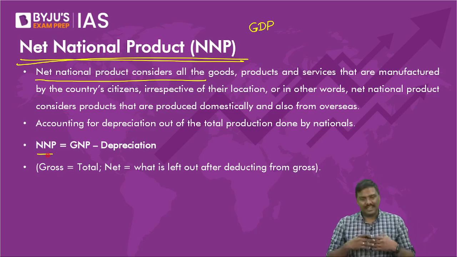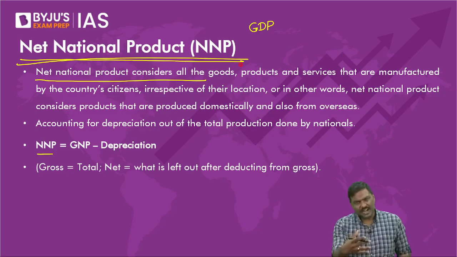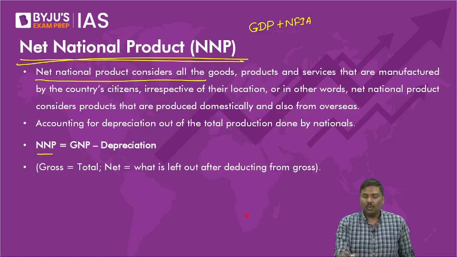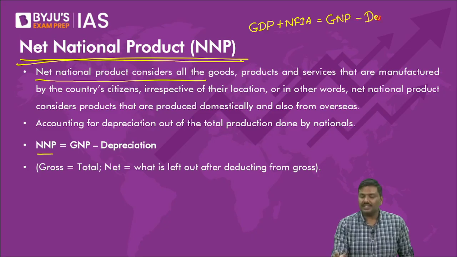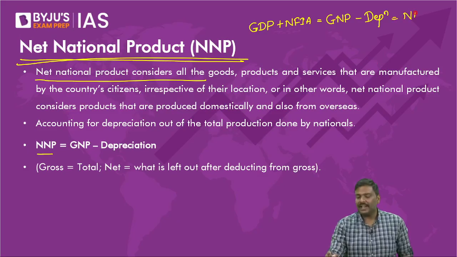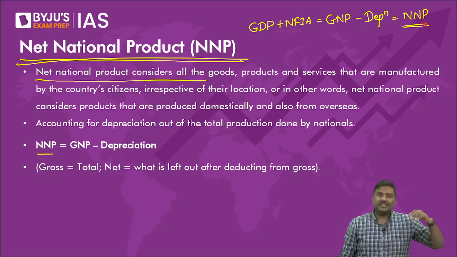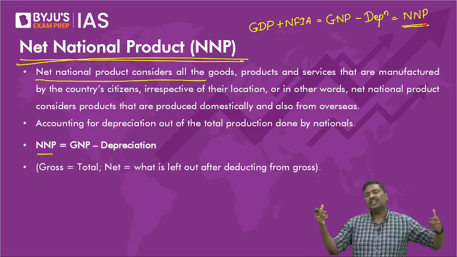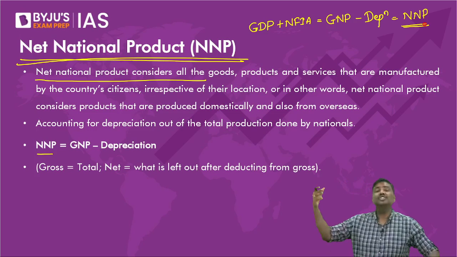Or you can start from GDP. Now you can adjust it for net factor income from abroad. What you get is gross national product. And from the gross national product, you can adjust for depreciation. What you get is net national product. Any difficulty? Please do let me know. Can you start from GDP? Of course, yes. GDP, adjust it for NFIA, you'll get GNP.